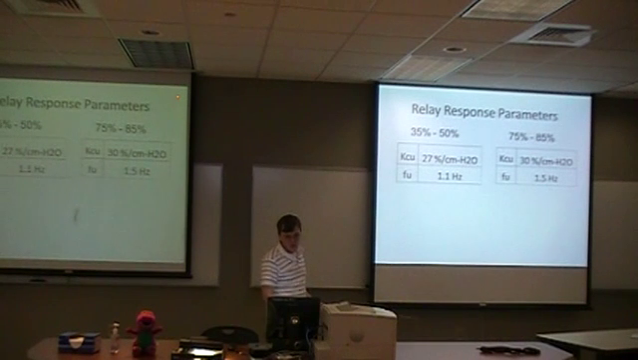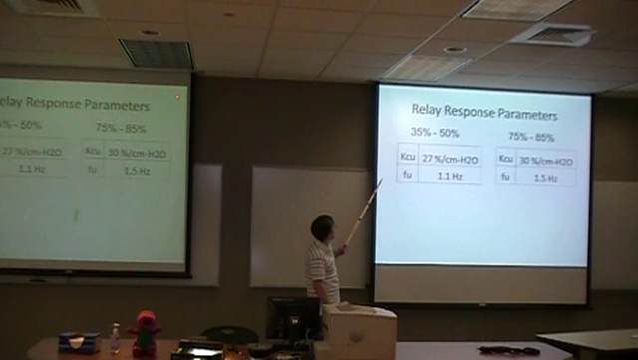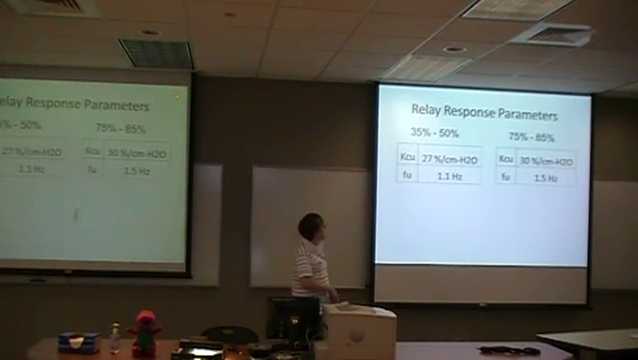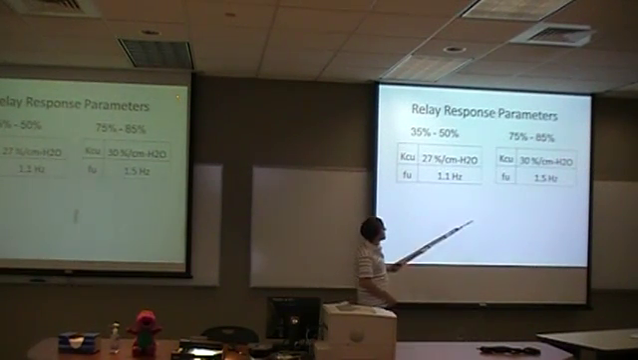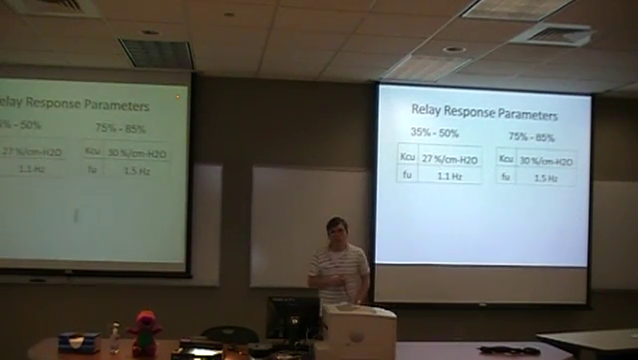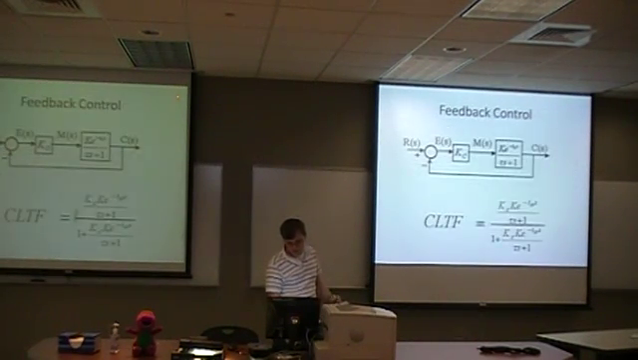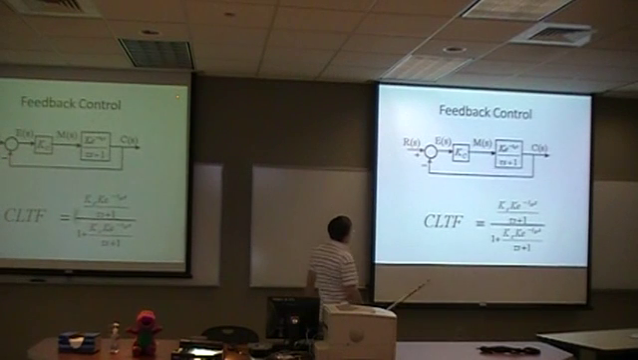Our results for 35 to 50%, we had ultimate control gain KCU of 27% per centimeter H2O and ultimate frequency of 1.1 hertz. And for 75 to 85%, we got KCU is 30 and ultimate frequency is 1.5 hertz. And there's a feedback control diagram and our closed loop transfer function.